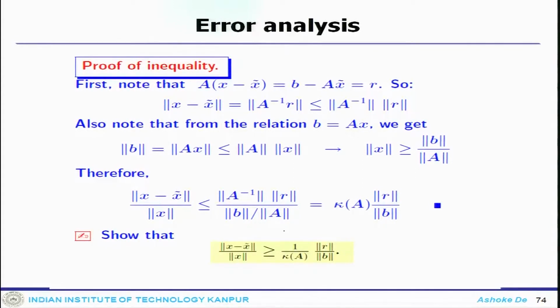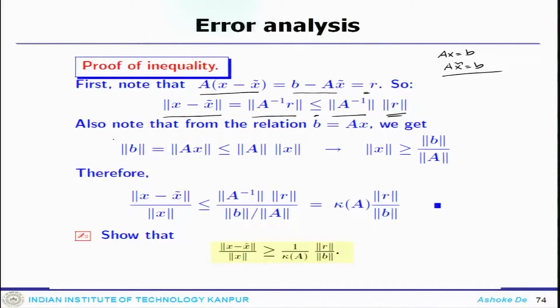And as the proof follows, we have Ax equals b and the approximate solution x prime, then one can have A times x minus x prime equals b minus Ax prime, which is R. So, the norm of x minus x prime is going to be the norm of A inverse R, which, when you put that equality to inequality, is less than or equal to norm of A inverse times norm of R.